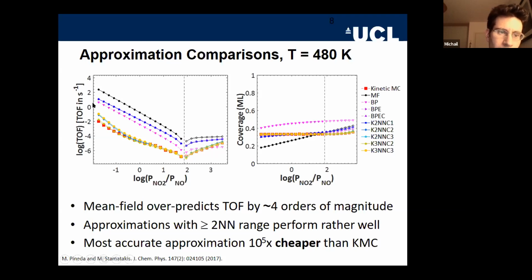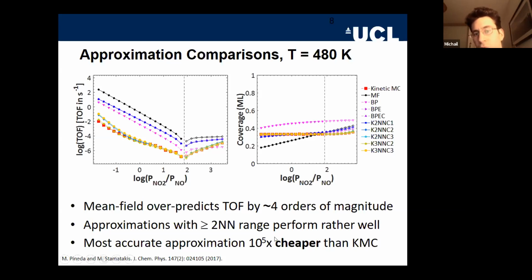What we show is the activity, the turnover frequency, the activity of the catalyst at different conditions. And we see that as we go down the list of different approximations, in the end, we have this type of approximation here, which has almost exactly the rate predictions as the kinetic Monte Carlo. So we see that with the hierarchy of these approximations, we converge to the accurate kinetic Monte Carlo results.